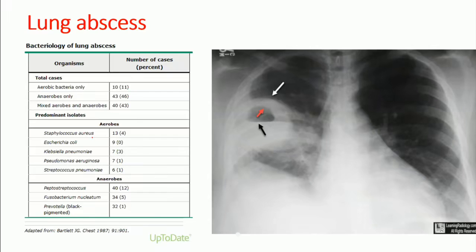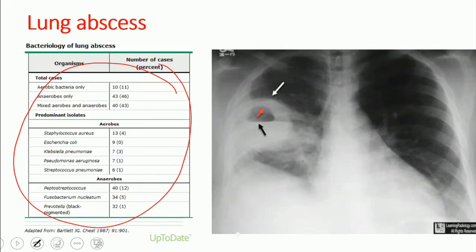On the left of the screen, I have given you the causes of lung abscesses. Now, the important thing to remember is that in a lung abscess there will be a mixture of organisms. It is very difficult to isolate a single organism in a lung abscess. It will be a mixture of organisms, anaerobes and aerobes. And in this list, you can see that it is most of the time either anaerobes or mixed aerobes and anaerobes. So it will be a mixture of organisms that you see.